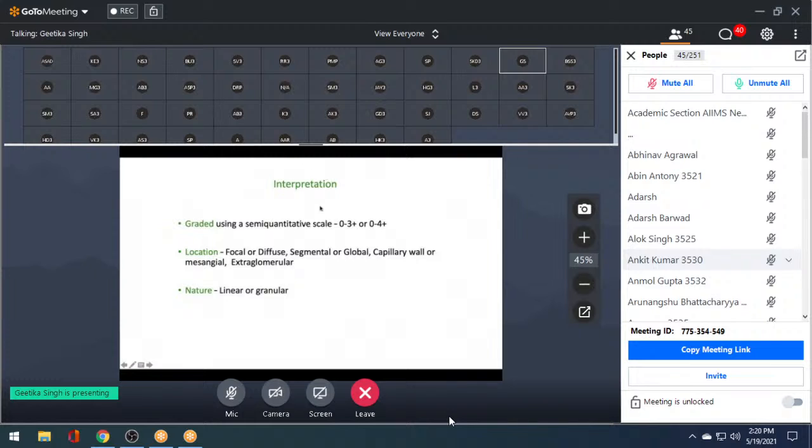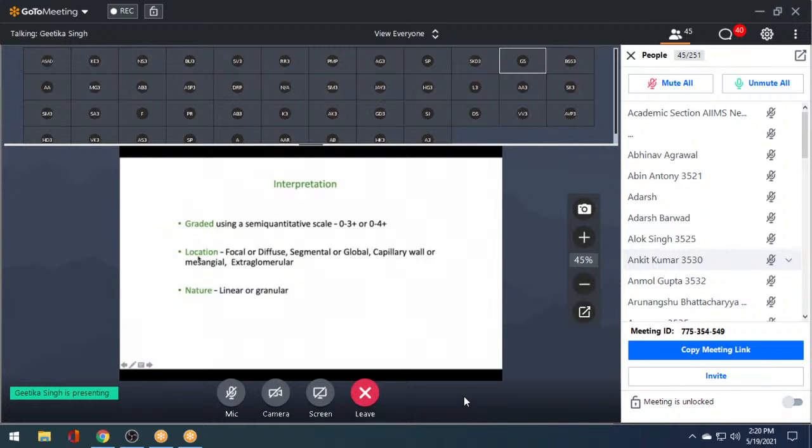Okay. So when we look at the IF and you've seen some images, we basically have to grade it. We have to localize it. Where is it positive? And we have to determine its nature. So there are three ways in which we look at immunofluorescence. Now, this is, of course, a semi-quantitative technique. We are not able to tell exactly how much immune complex there is. We don't give it a number. We just semi-quantitate on the tissue, and the usual scales are 0 to 3 plus or 0 to 4 plus.